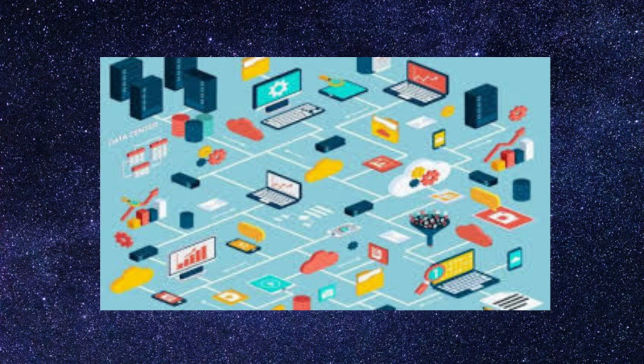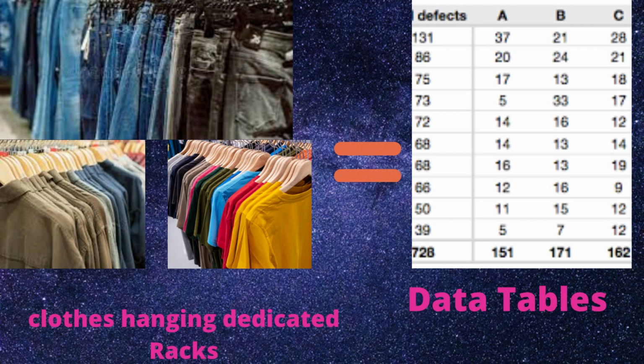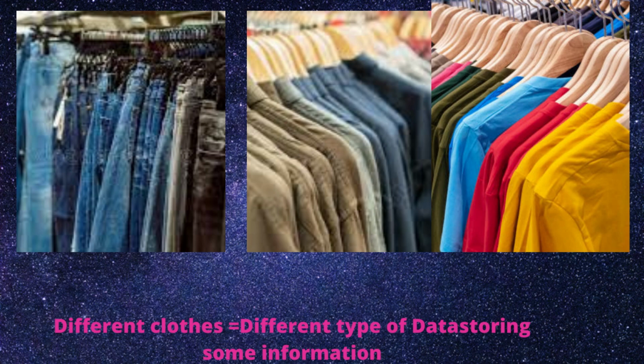We can consider this shop where all the clothes are stored and displayed as a database. These dedicated lines of cloth hanging rack for displaying specific types of clothes can be considered as data tables. Data tables are tables that are used to store data. The t-shirts, shirts and pants which are hanging in their dedicated cloth hanging rack can be considered as data which has some use and has some information stored in it.